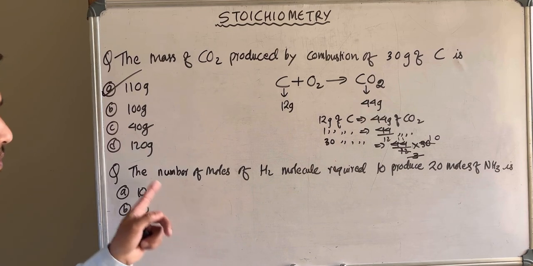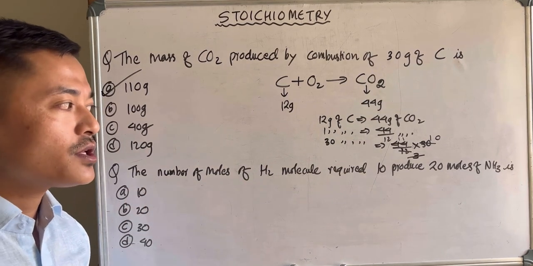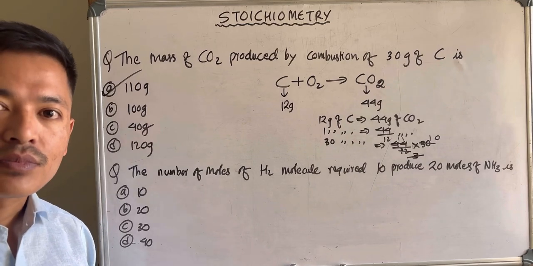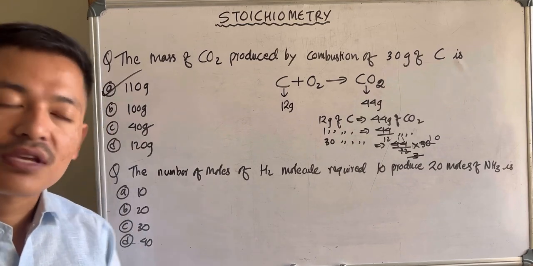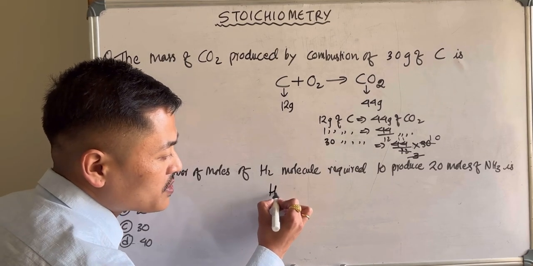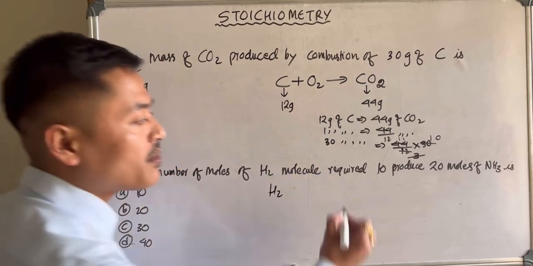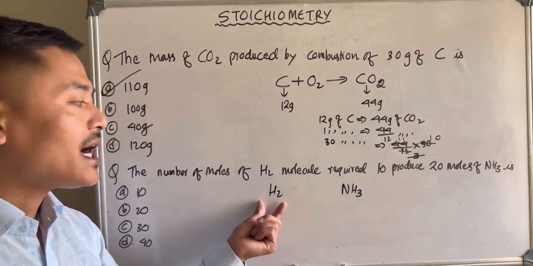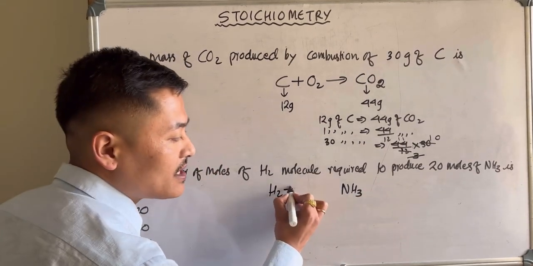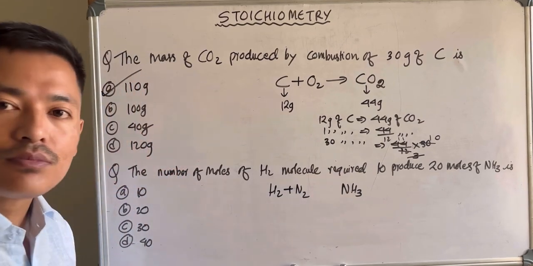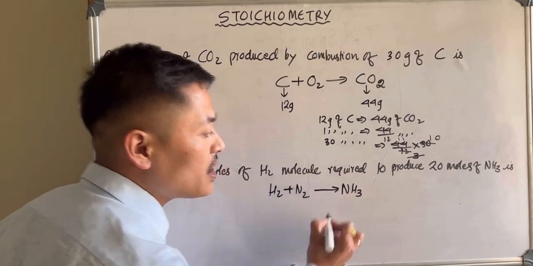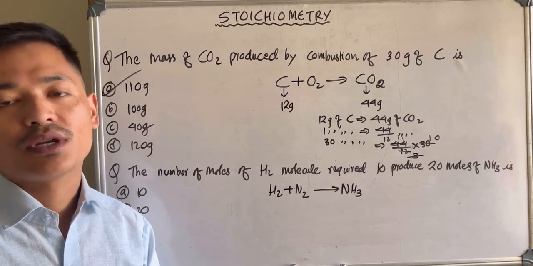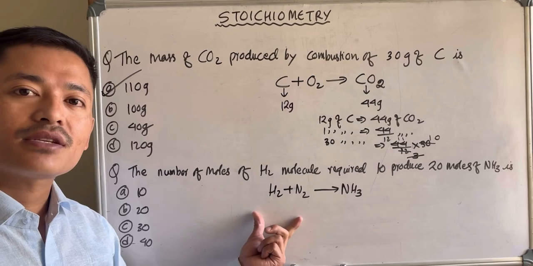There's another question. The number of moles of hydrogen molecule required to produce 20 moles of ammonia. That means you must be able to write the balanced chemical equation first. That is hydrogen. Now to produce ammonia, hydrogen must be reacted with another element, and that is nitrogen. And this will be the equation. Now check whether the equation is balanced or not. No, it is not balanced. Now you have to balance it.